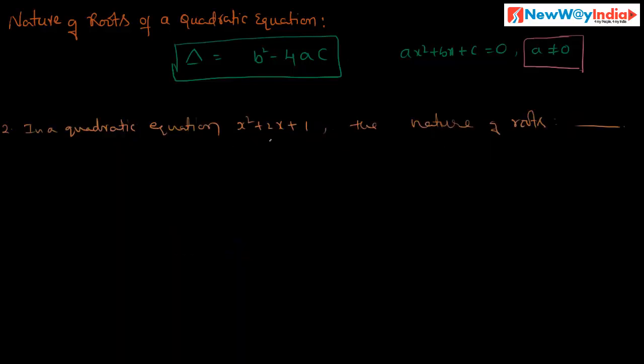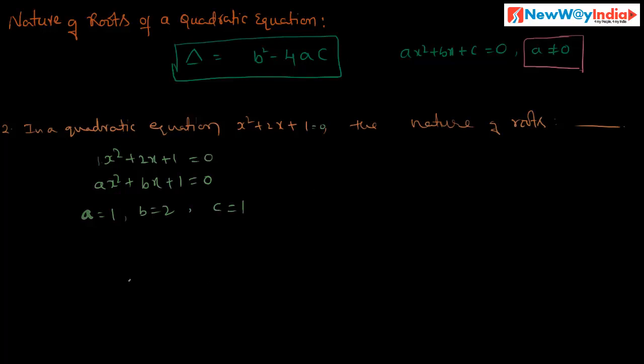Next, we will discuss another example. In the quadratic equation x square plus 2x plus 1 is equal to 0, what is the nature of roots? If you compare to the standard form of a quadratic equation, then what are the values of the coefficients? a is equal to 1, b is equal to 2, and c is equal to 1. So these are the values of the coefficients and constant in the given quadratic equation.